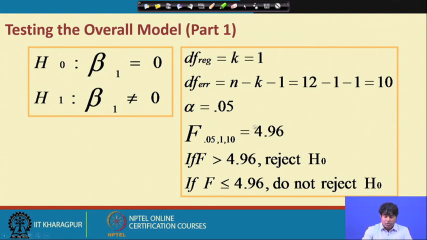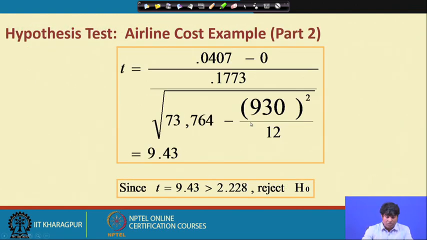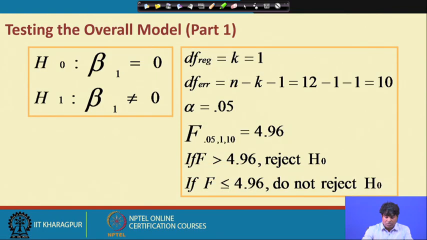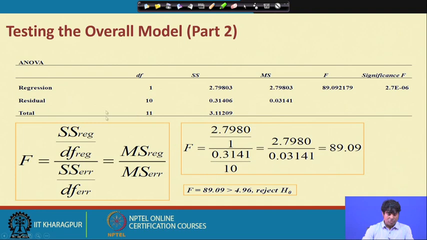So this is 4.96, and this is the tabulated F at 5%, with degrees of freedom 1 and 10. This is how you derive the tabulated F. Here n is the sample size and k is the number of parameters, and then finally we can obtain this structure. So here are the final results of how you have to obtain it.